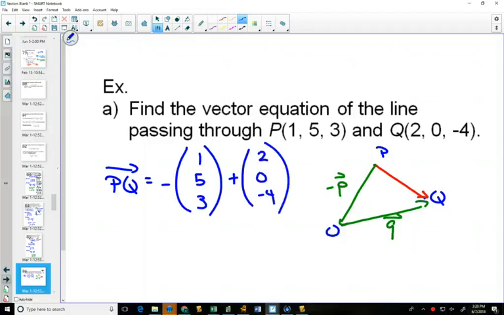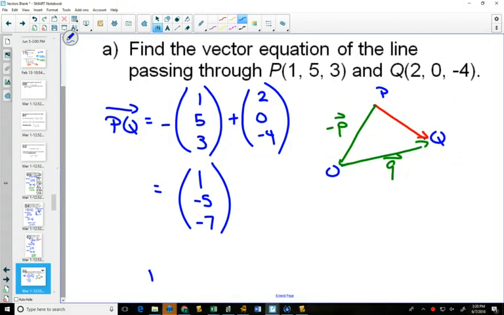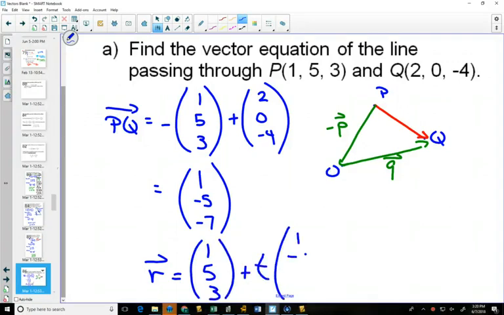Again, I like to write it that way. Most textbooks would just write Q minus P. Adding them up together, our direction vector is going to be 1, negative 5, negative 7. And our vector equation of a line, pick either of those points, 1, 5, 3, plus t, 1, negative 5, negative 7.